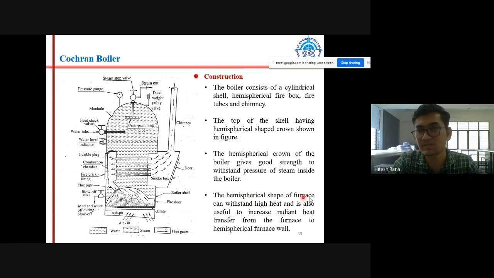The hemispherical shape of the furnace can withstand high heat and is also useful to increase radiant heat transfer from the furnace to the hemispherical furnace wall. So this is the construction.